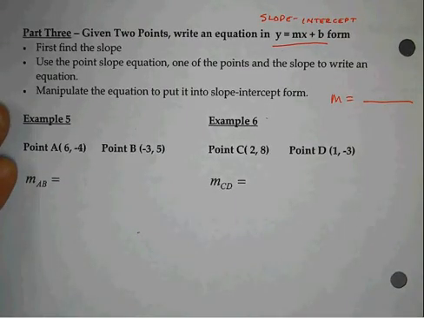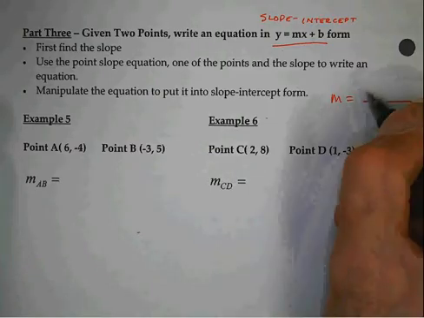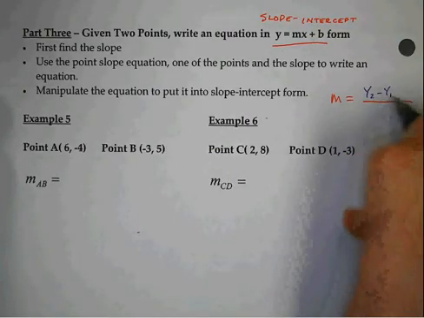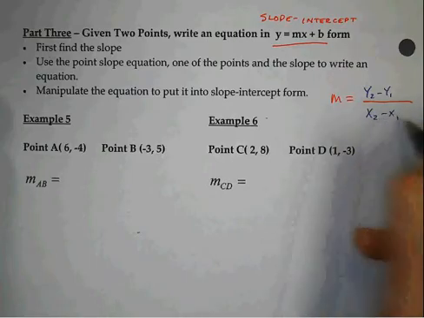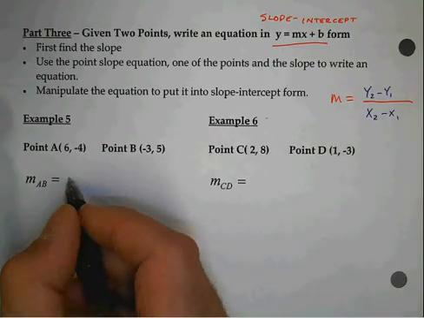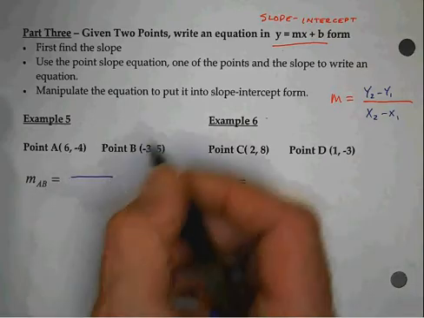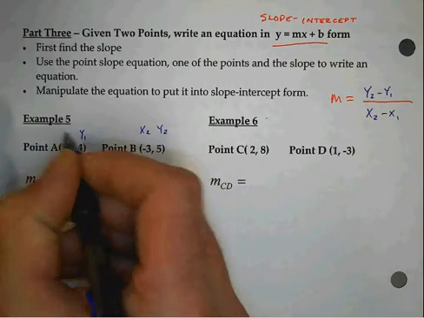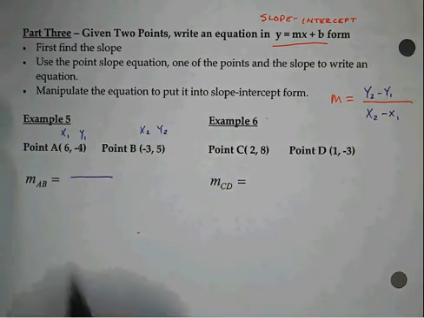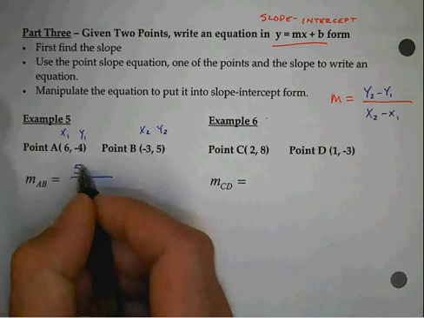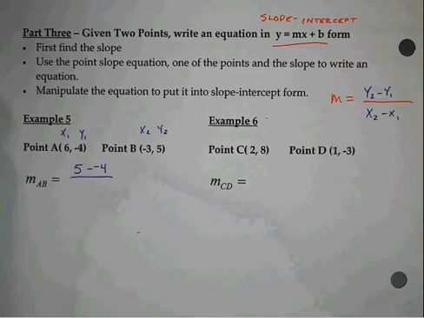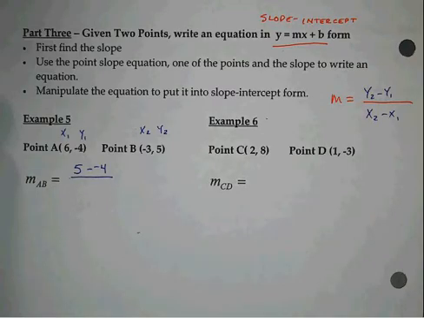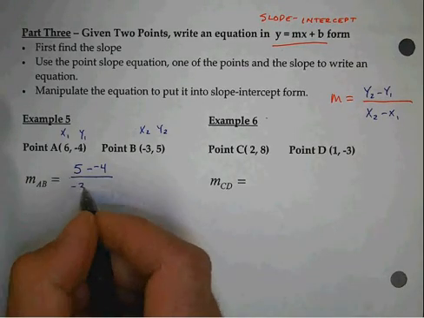Do you remember? The y2s and the x2s, who can help me with that one? Nate: y2 minus y1 over x2 minus x1. Yeah. All right, so let's go here. My slope, I always like to label these: y2, x2, y1, x1. So I see that as 5 minus negative 4 over negative 3 minus 6.